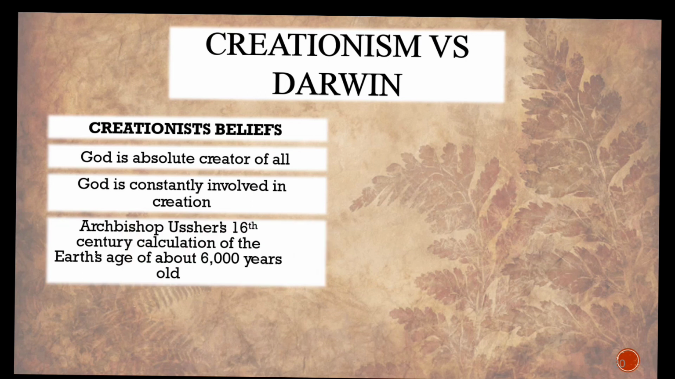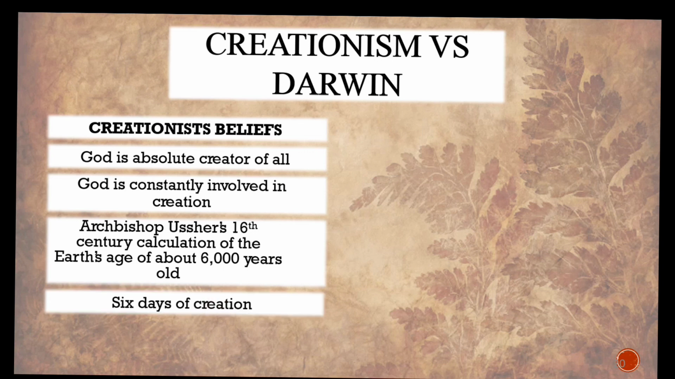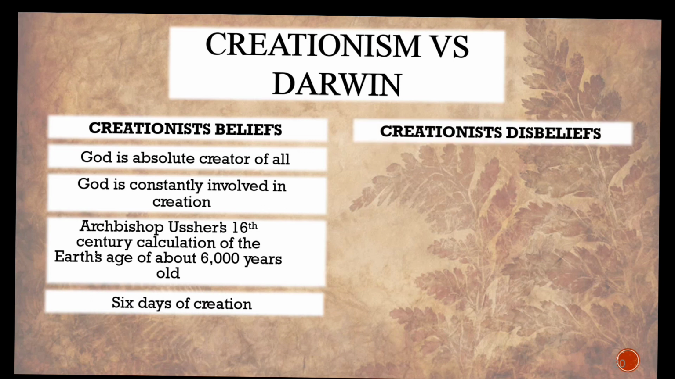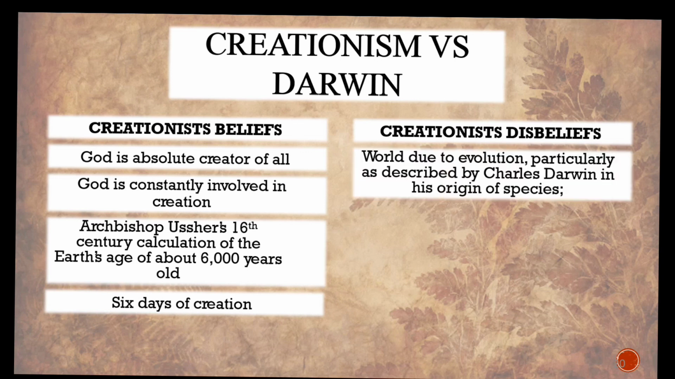Then Archbishop Ussher's 16th century calculation of the Earth's age of about 6,000 years old. So that is according to the creationists, that the Earth is about 6,000 years old. Then that there are 6 days of creation. Then the creationists disbelieve the world due to evolution. So they don't believe Charles Darwin's work.